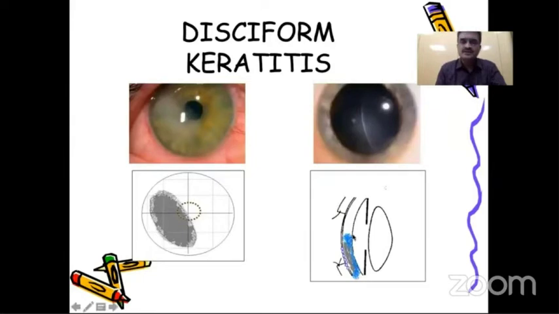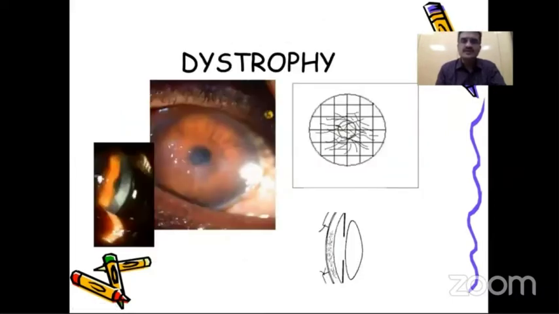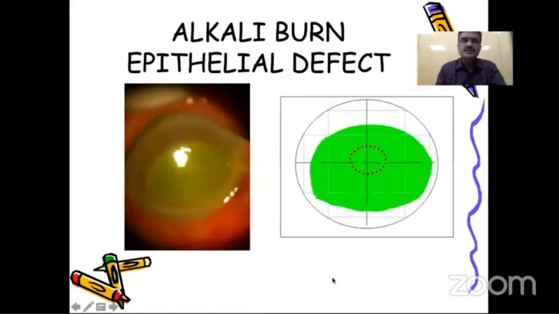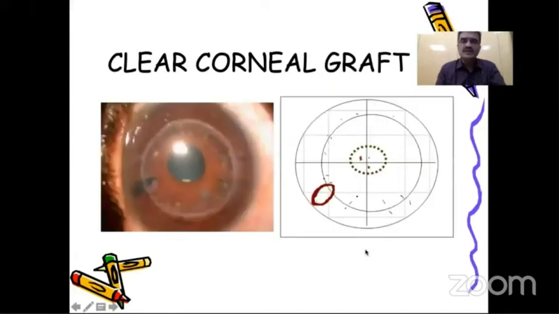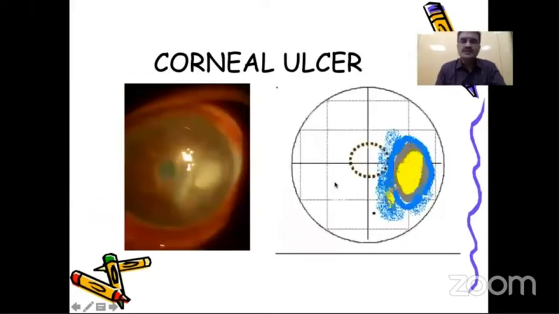Disciform keratitis, stromal edema. You can see the epithelial bedewing here. Bluish stromal edema can be documented like this. Of course, you can see the endothelial involvement there also. Dystrophy in the corneal stroma, an epithelial defect can be documented. Anterior uveitis, you can see here being shown on the endothelium of the cornea. Even a graft rejection can be demarcated very well like this. A corneal ulcer with surrounding edema and an ulcer.